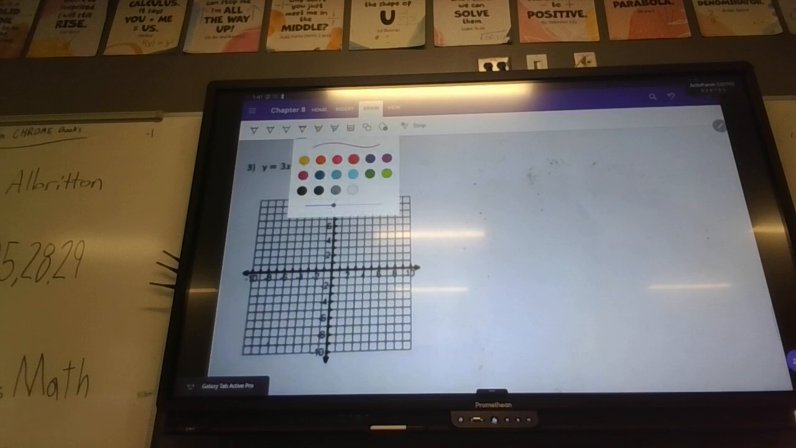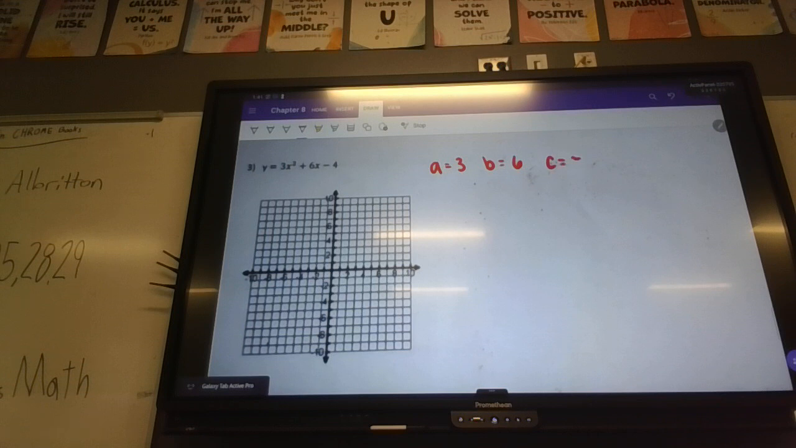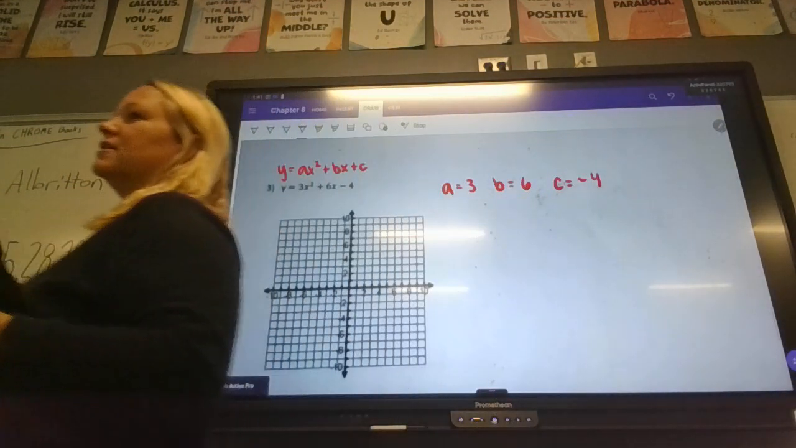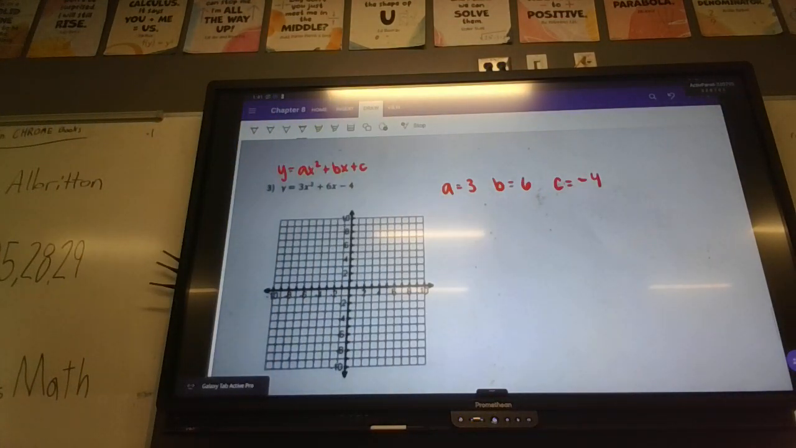Okay, so you start by identifying A, B, and C. Did everybody find their handout? No, you found it? Hey, Alexa, you found it? Yeah. We did everything up until number 3, but you're going to start with number 3 right now.